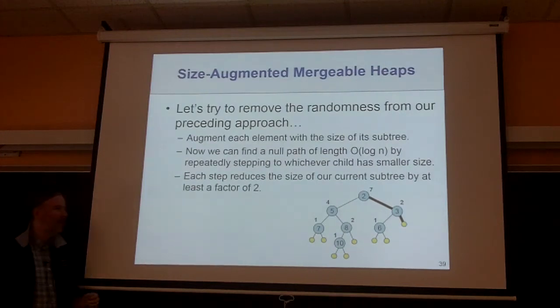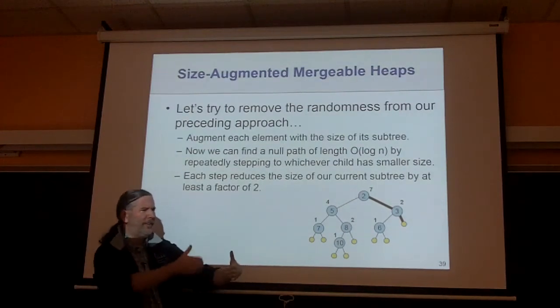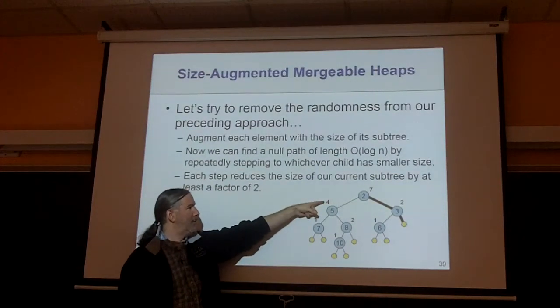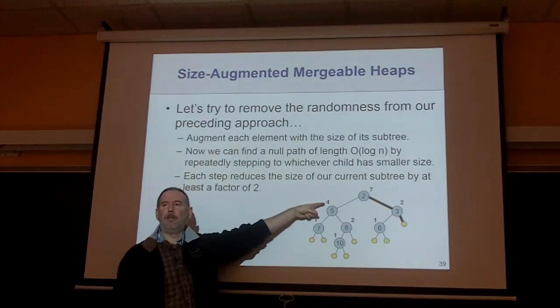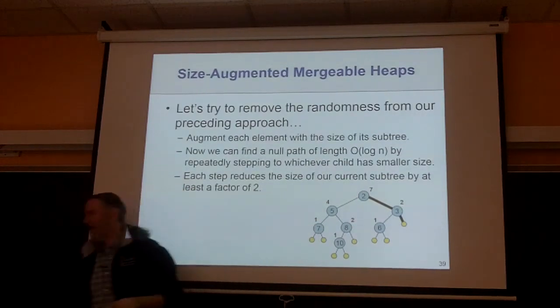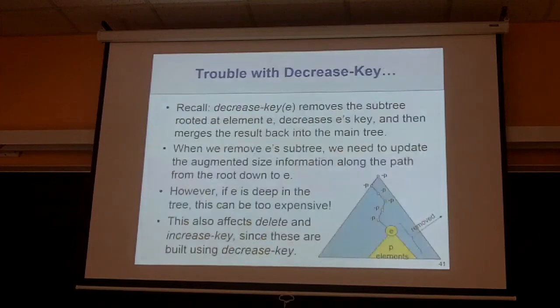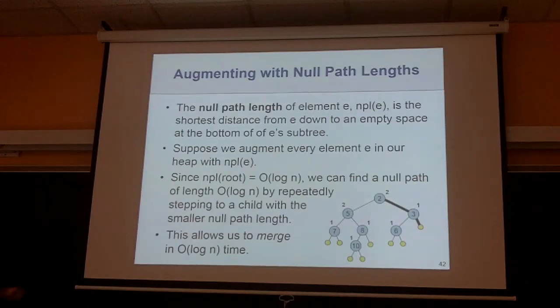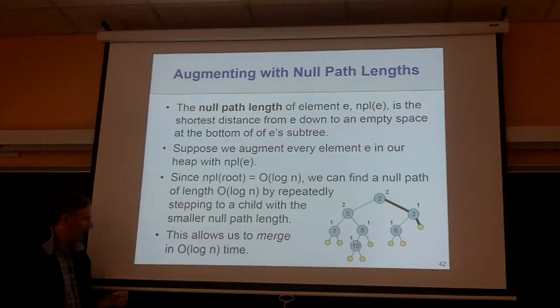Yeah, so instead of using size, which is a little more one step removed from this idea of null path length, why not just augment every node with the length of the shortest null path for that node? So these guys would have ones. Well, let me see. There we go. Augmenting with null path lengths. Thank you, Corey, for the excellent segue there.